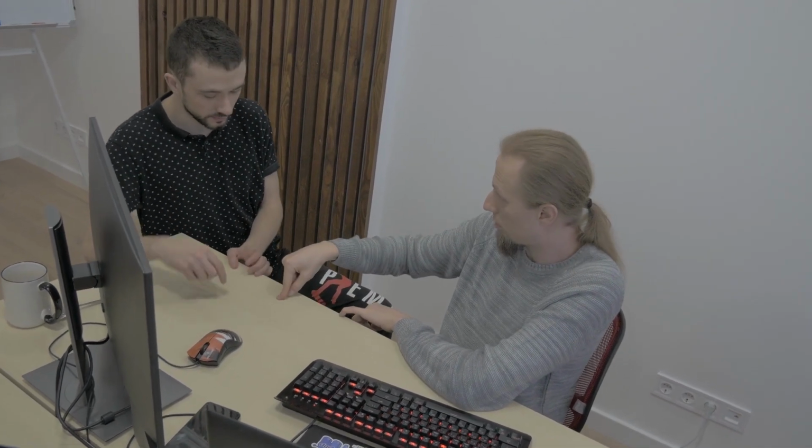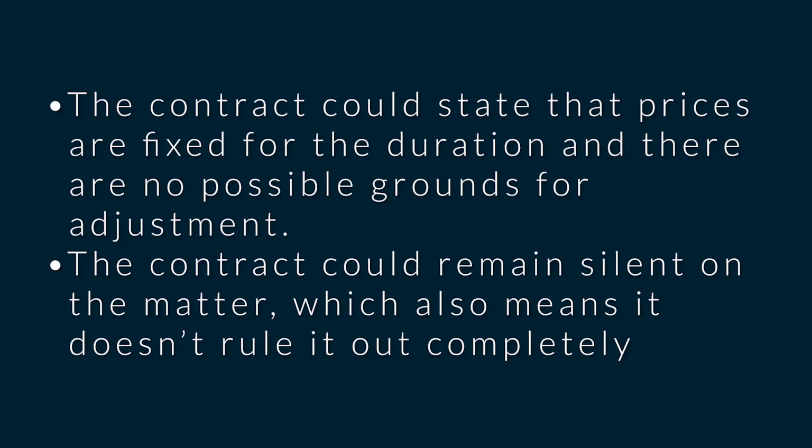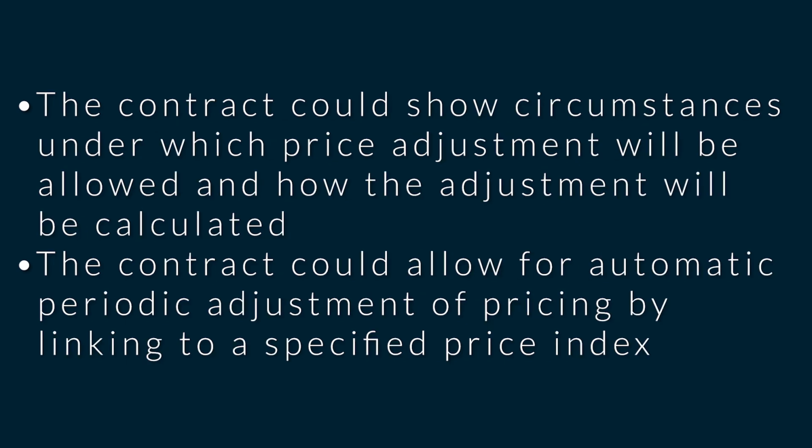So when dealing with contract prices and the possible need for adjustment, there are a number of possible approaches. First of all, the contract could state that the prices are fixed for the duration and there are no possible grounds for adjustment. The contract could remain silent on the matter, which also means that it doesn't rule out the matter completely. The contract could show circumstances under which price adjustment will be allowed and how the adjustment will be calculated.